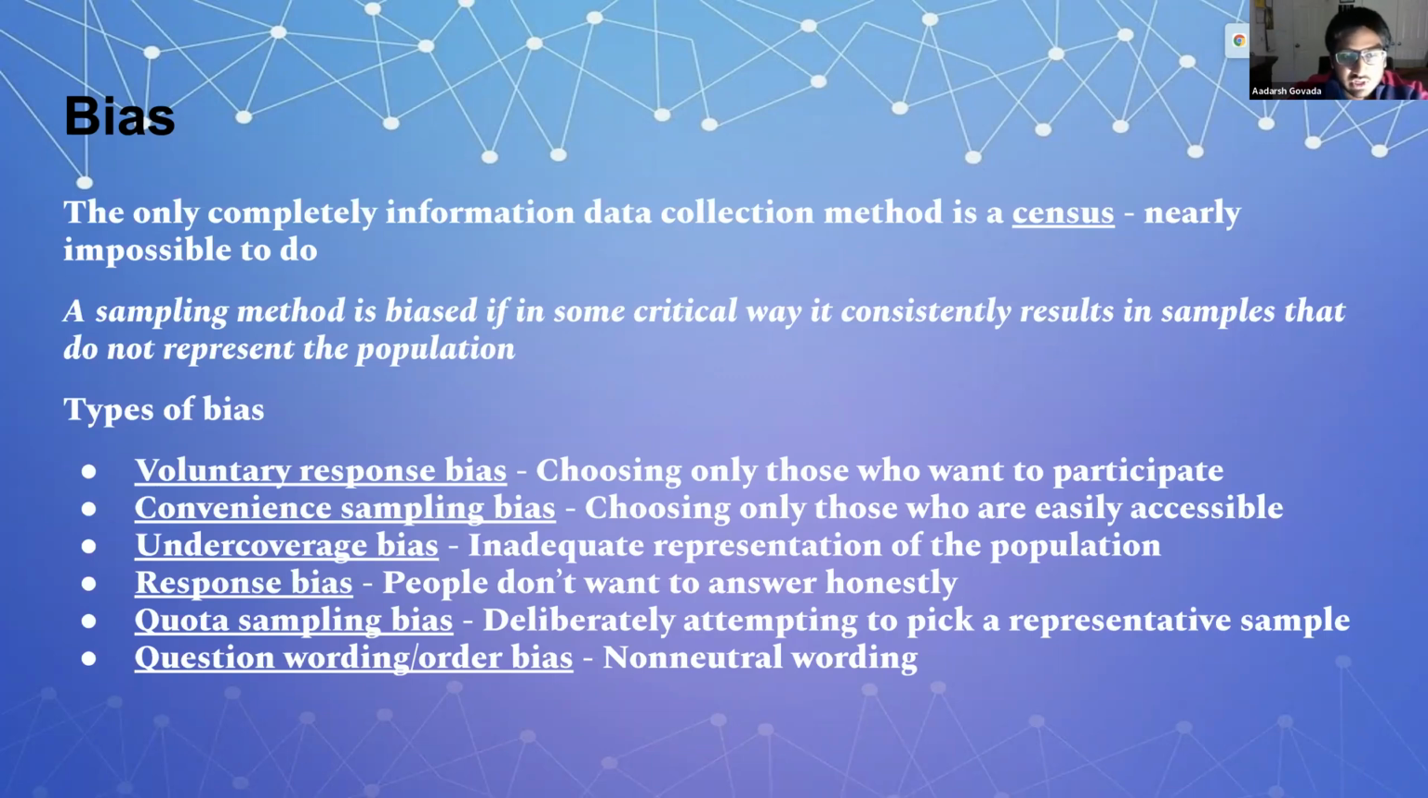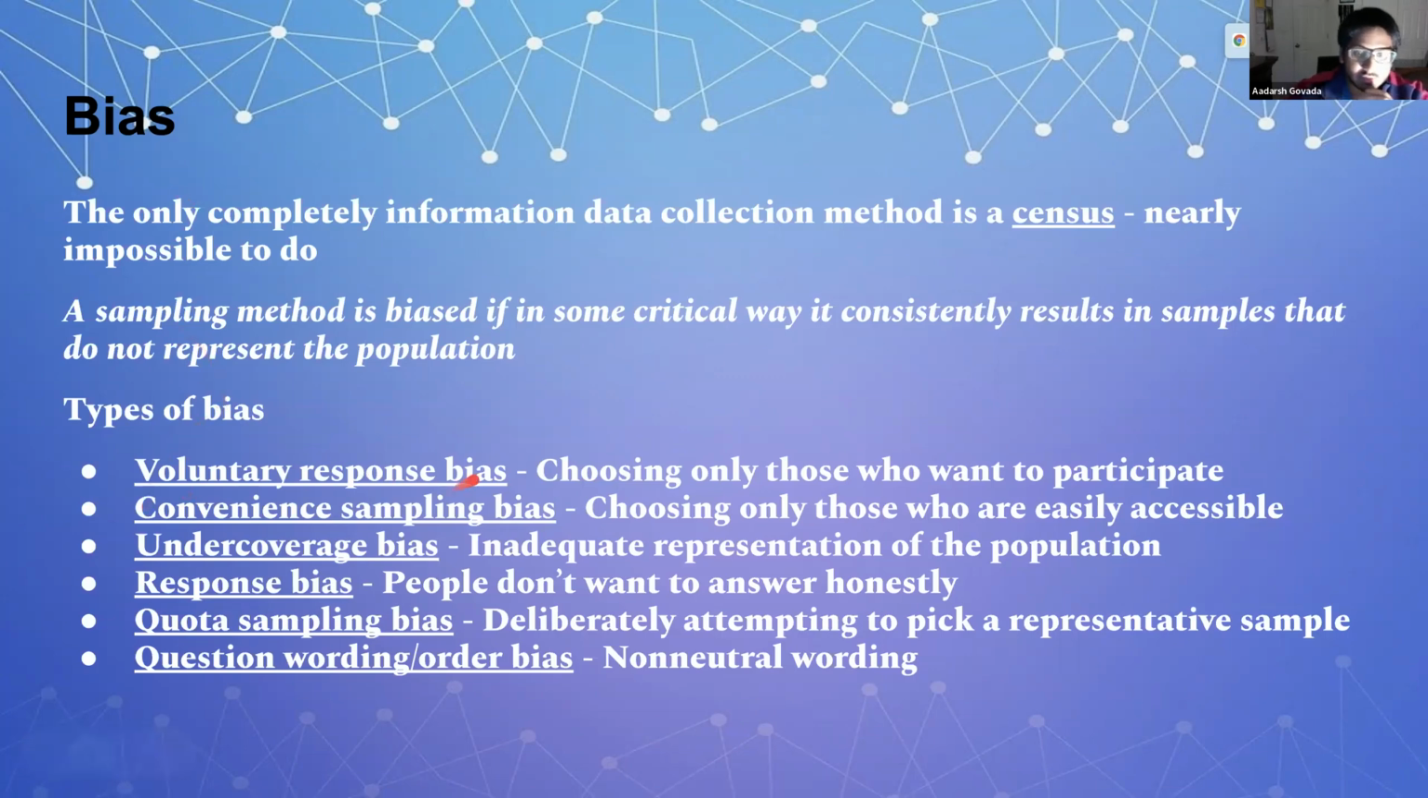Some ways to identify sampling method bias is if in some critical way they consistently result in samples that do not represent the population. That's a textbook definition of bias for a sampling method. Types of bias are listed here.